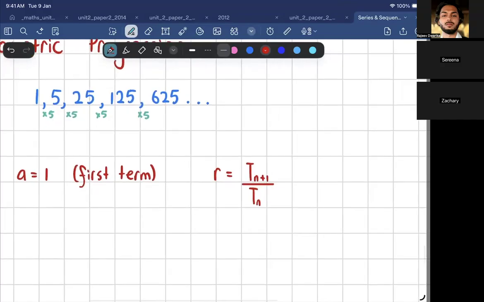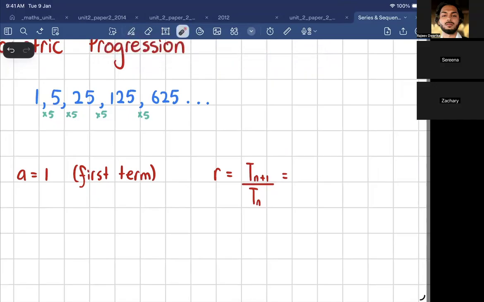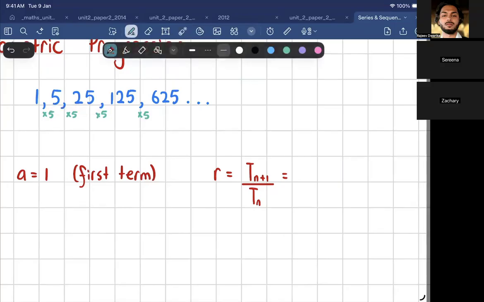Zachary, could you give me an example of what we're talking about? Like, how would I go from 5 to 25? You know it's multiplied by 5, but how would you prove that? How do you show it's multiplied by 5? 25 plus 1 over 5. No, 25 over 5.